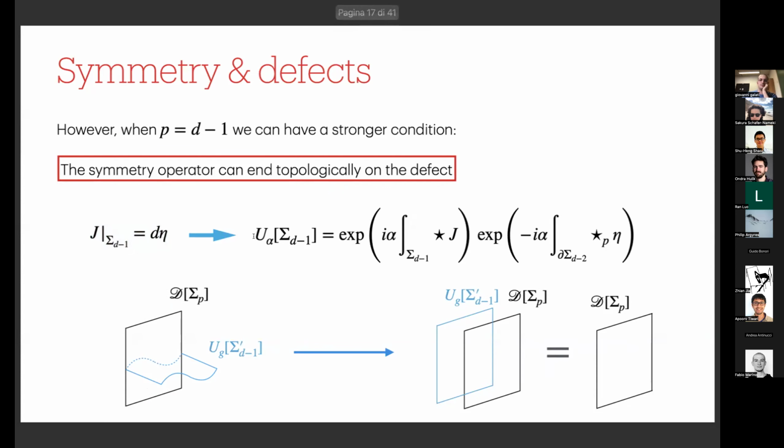And in particular, this implies that we can construct this new topological operator, which is defined on a manifold which is open, and its boundary is topological only if it lies on the whole volume of the defect. Okay, so this is in terms of pictures. As I said, that means that the topological operator can end topologically on the defect, but this also implies that the defect absorbs the topological operator. So if we fuse them together, they have the same dimensionality in this case, the defect remains the same.